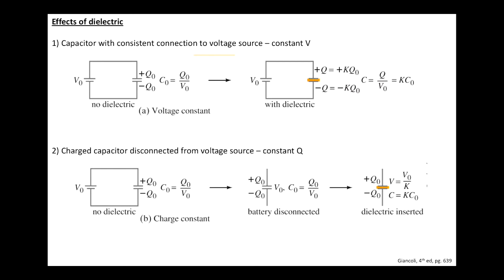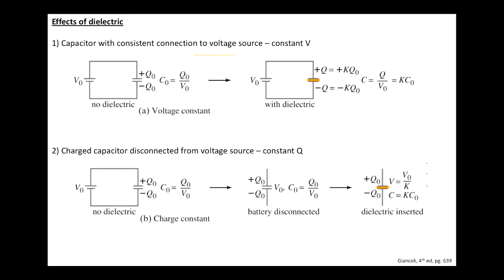So let's talk about what happens in 2 different cases when I insert the dielectric. So notice in the top case, we have a capacitor that is going to be connected to a voltage source, and it stays that way, meaning that it's forced to have the potential difference that the battery has, and we're not going to allow that to change.